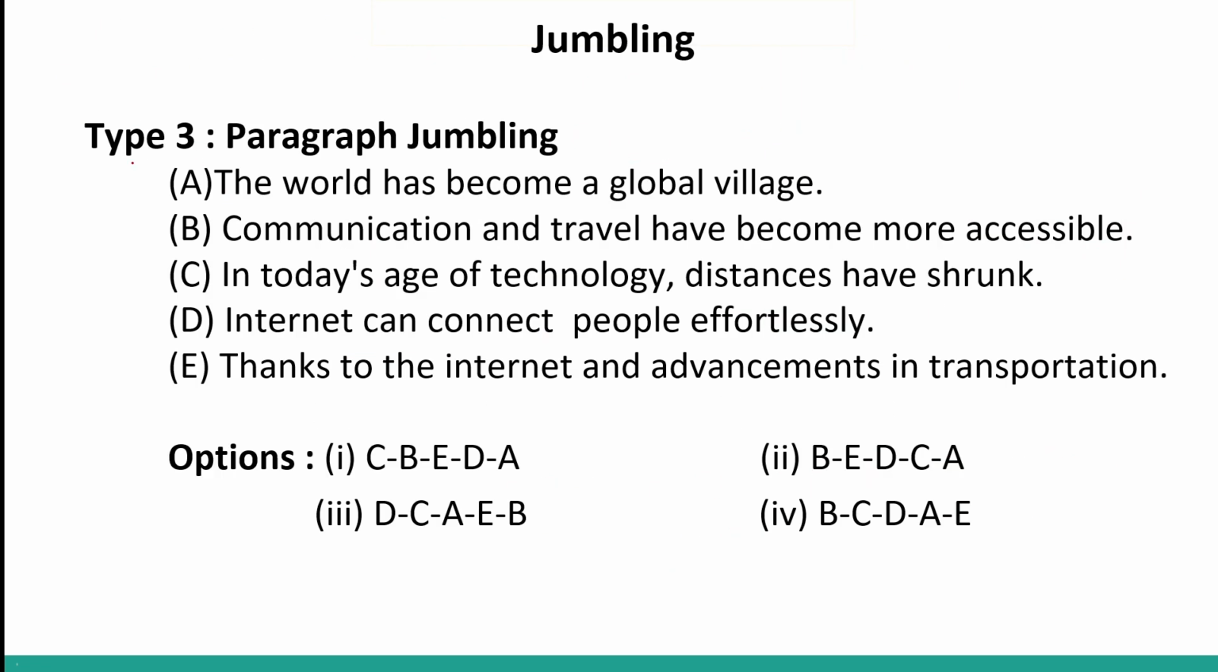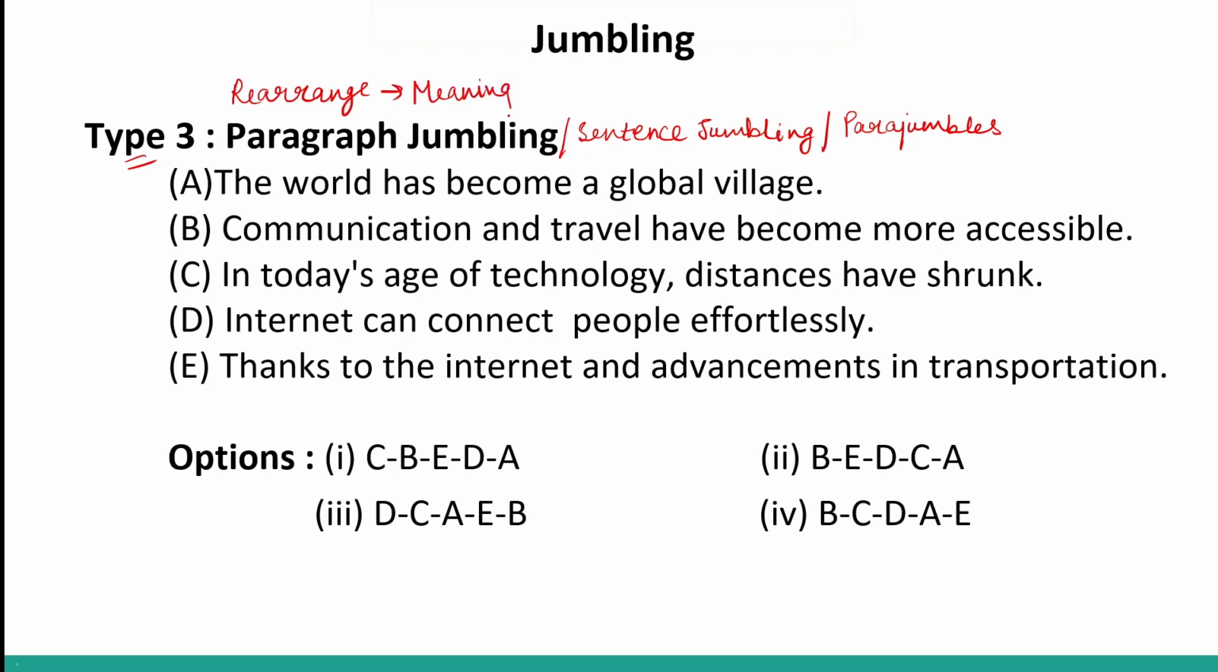So the next type of question is paragraph jumbling. It is also known as sentence jumbling, and it is also known as para jumbles. Okay? So basically in these types of questions we are given certain sentences. So over here we are given 5 sentences, right, in this question. And we have to rearrange them to form a meaningful, also known as a coherent, paragraph.